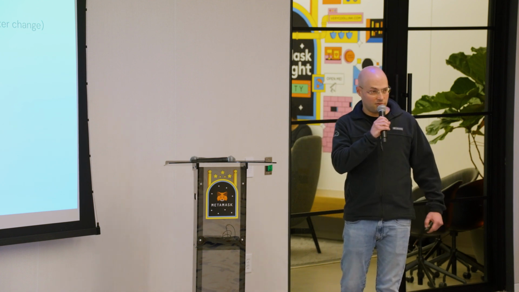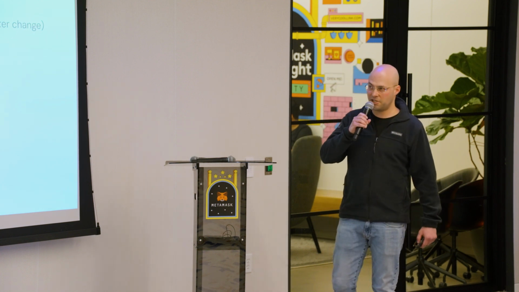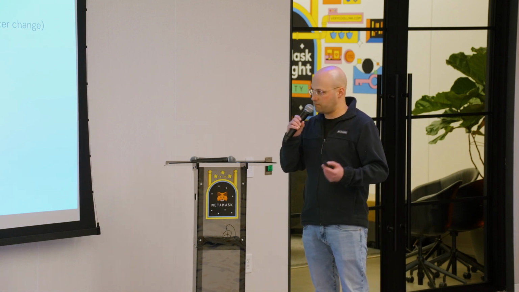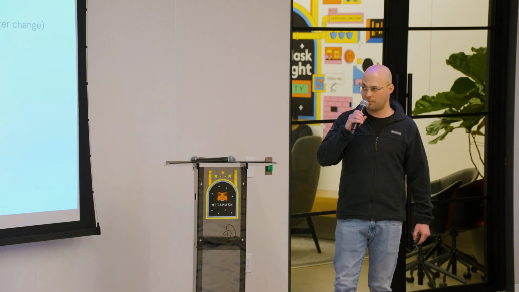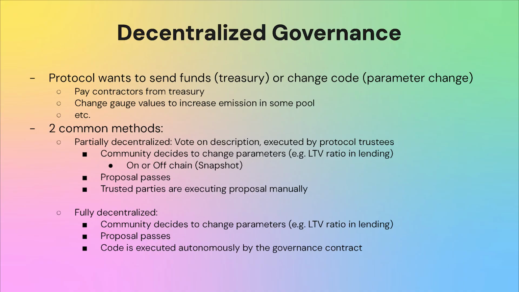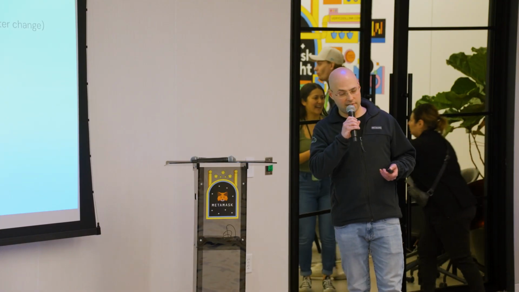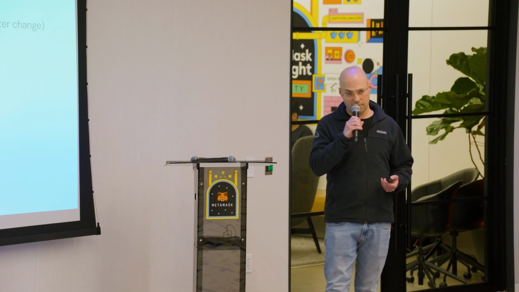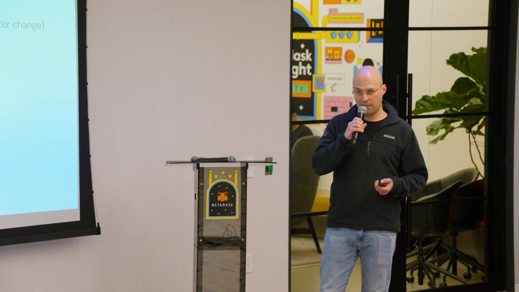In this talk, I'm going to generalize and be high level about some of the things. So if anyone wants more details, please feel free to come after. There are two models today for governance. When you want to send funds or change parameters or code, you can either have a partially decentralized model, where everyone votes either on or off chain, and then after the vote is completed, a trusted party executes the vote results. And then there is the fully decentralized model, where the vote is carried out automatically on-chain.